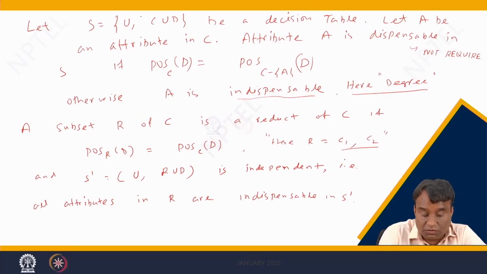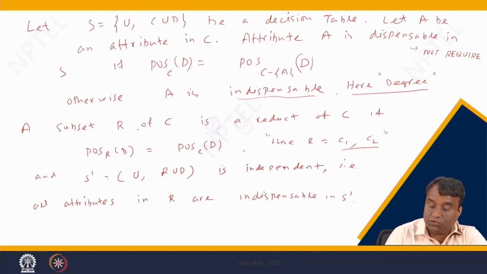Now try to understand the concept. Let S be the set of objects, that is U, attributes and decision, be a decision table. Let A be an attribute in C. Attribute A is dispensable, that is not required, not necessary, in S if the positive region of U by D with respect to C is equal to the positive region of U by D with respect to C minus A. Otherwise, if it is not equal, then the attribute A is indispensable. So C3 means C minus degree, so degree is indispensable. The rest two are dispensable.